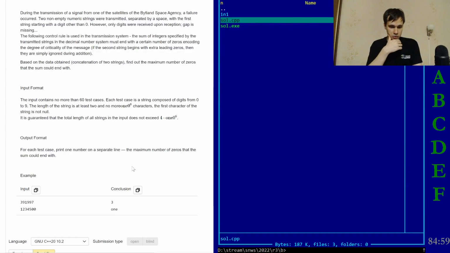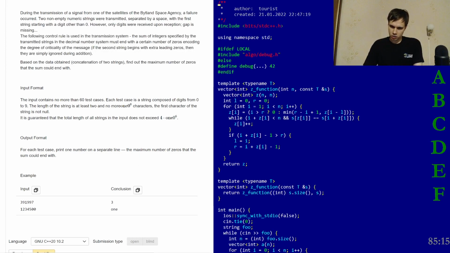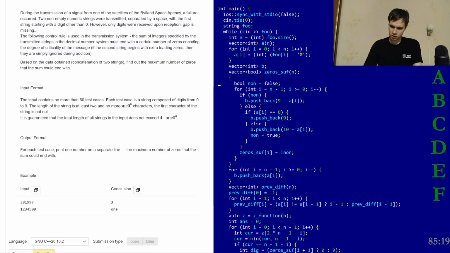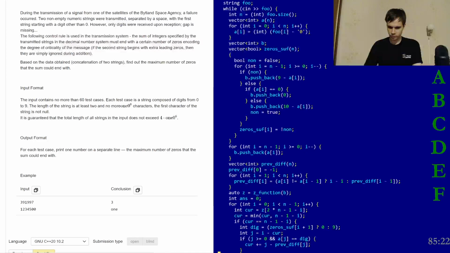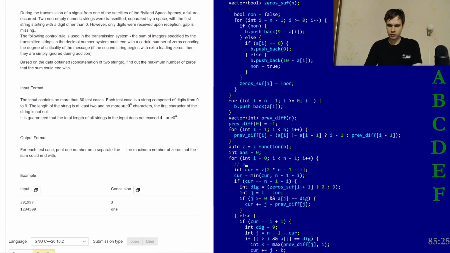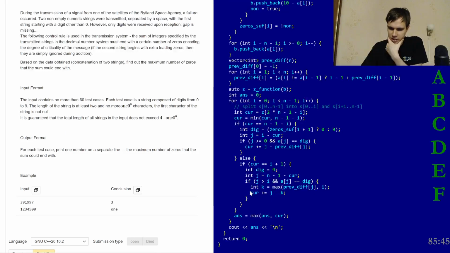Okay, problem C: we are given a string, and we want to split it into two parts at some point. Then we take these numbers, add them, and we want the sum to have as many zeros at the end as possible. What my solution eventually was: just try every possible split position, which is i. So we split the string into characters from 0 to i and from i plus 1 to n minus 1. And now we get two numbers. We want to find how many zeros their sum has.